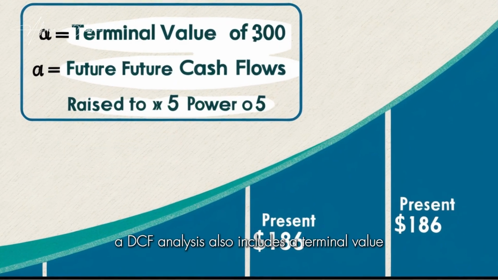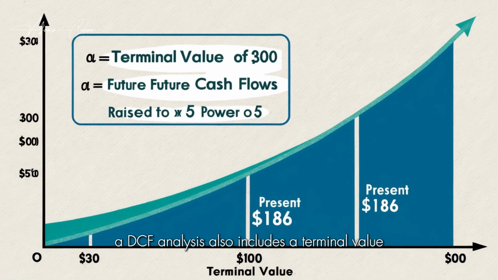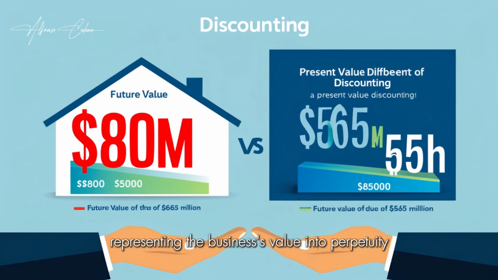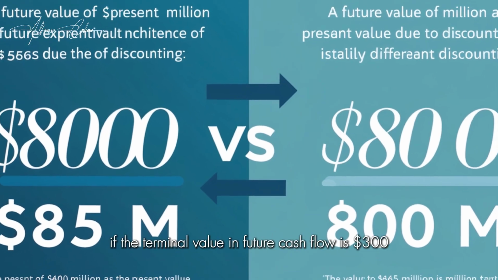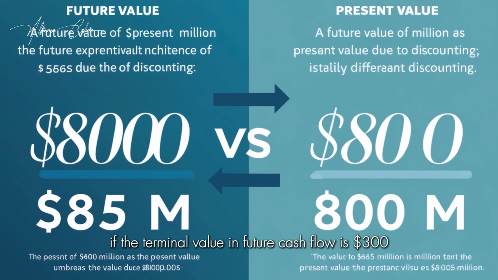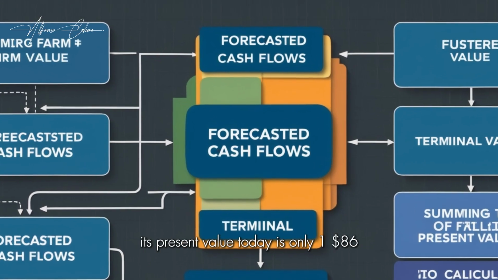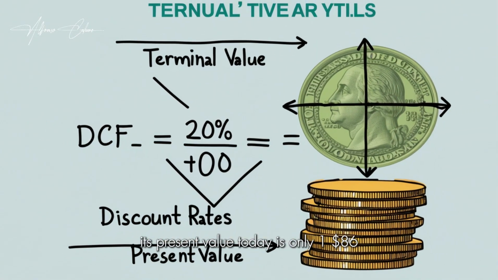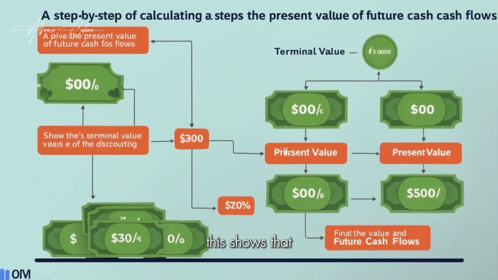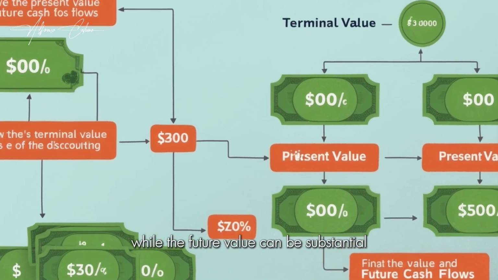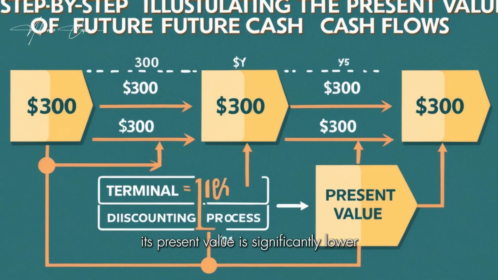A DCF analysis also includes a terminal value, representing the business's value into perpetuity beyond the forecasted period. For example, if the terminal value in future cash flow is $300 and is raised to the power of 5, its present value today is only $186. This shows that while the future value can be substantial, its present value is significantly lower.